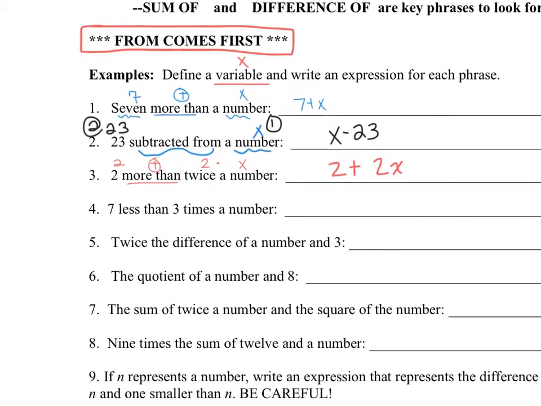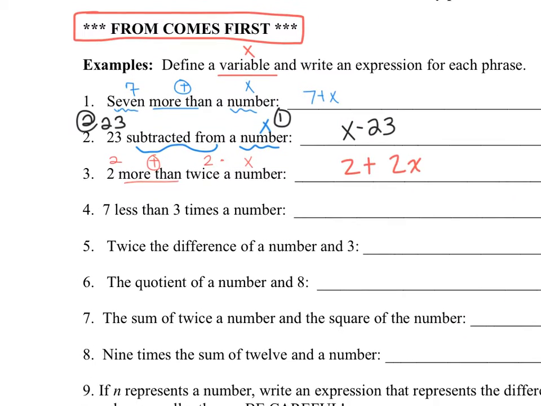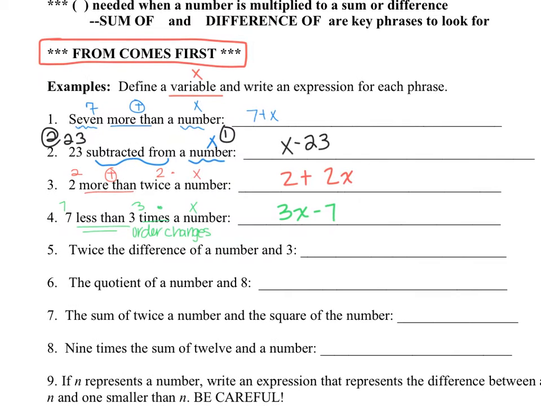Try to do number 4 by yourself. For this example, when I have 7 less than 3 times a number, we said before that whenever you have less than or from, those come first. So I need to do my 3 times a number first. So 3 times a number is simply 3x, and then I just take away 7.